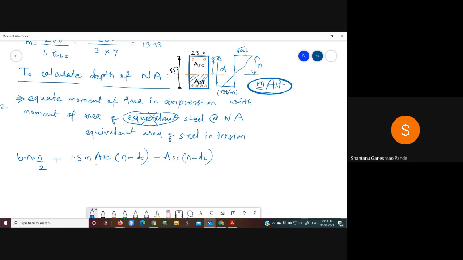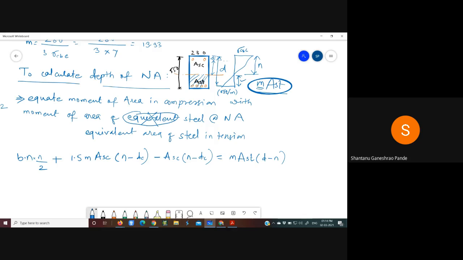So this is the moment of area in compression, which is to be equated with the moment of equivalent area in tension. So M AST. As this is in tension, we are not multiplying M with 1.5. So M into AST, and its centroidal distance is D minus N, since the total depth is D and the neutral axis is at N. I hope this is clear to all of you.